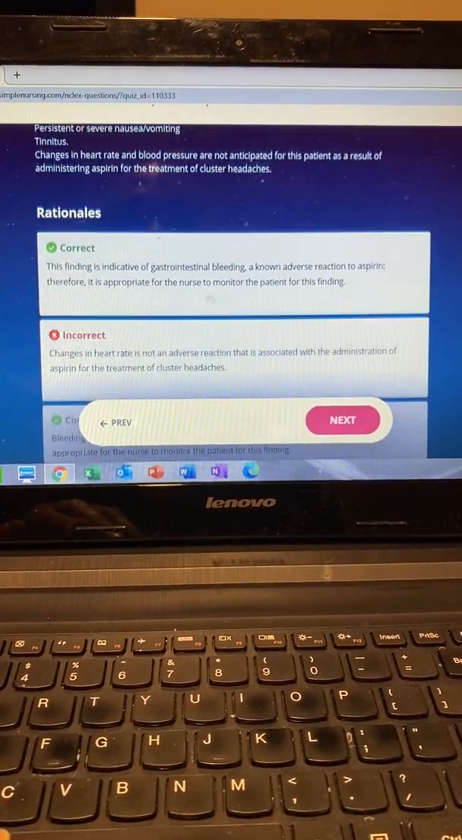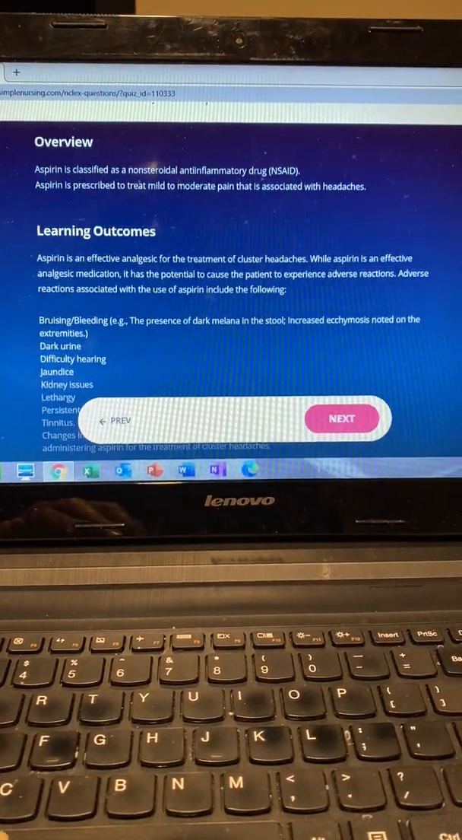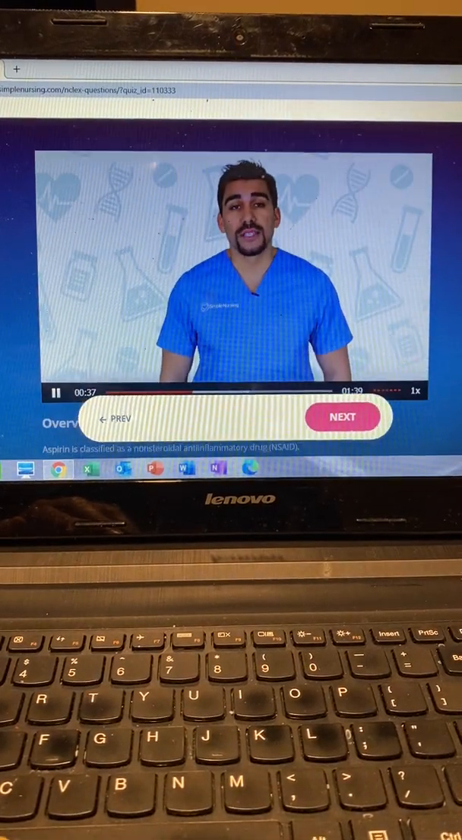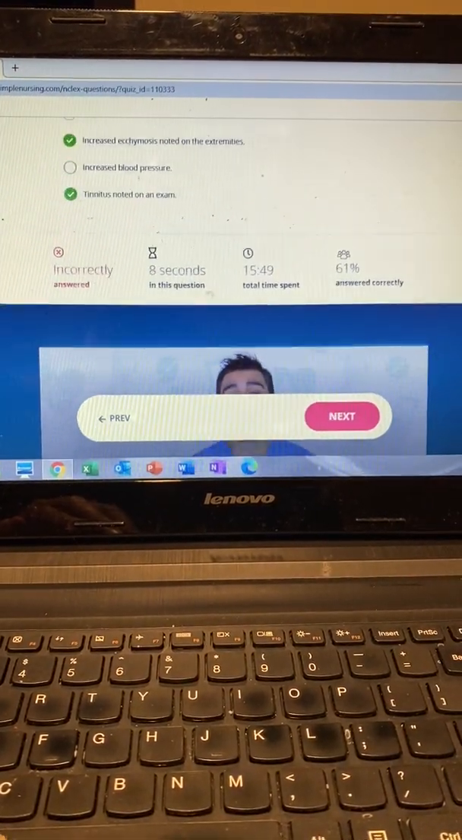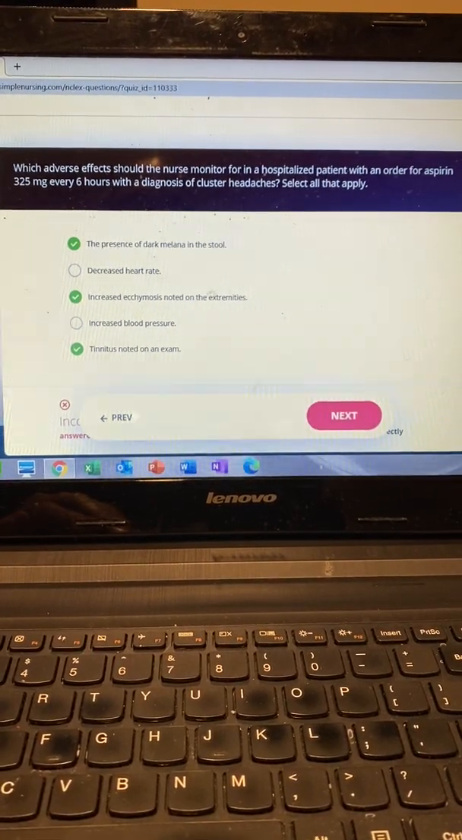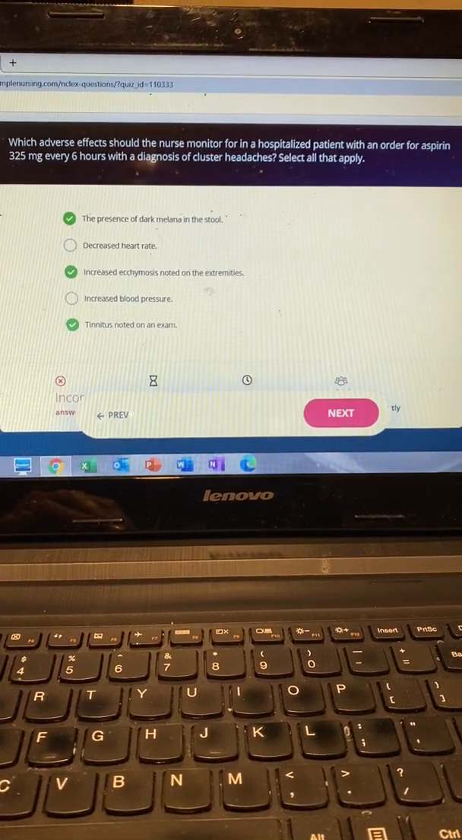So option number 1 is correct here. So the key word is dark stools that can indicate bleeding. So indicate bleeding in the GI. So guys, melena is basically blood inside the stool. If you guys didn't know that, just use the keyword dark stools. Stool should not be dark. That's a big blood in the GI tract.